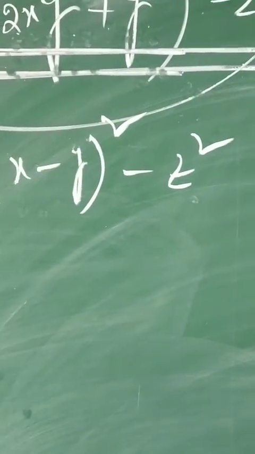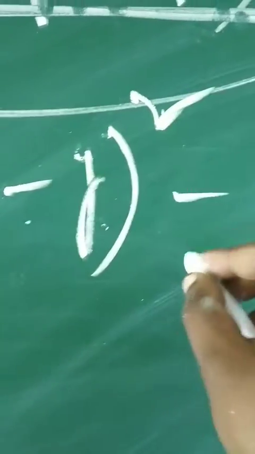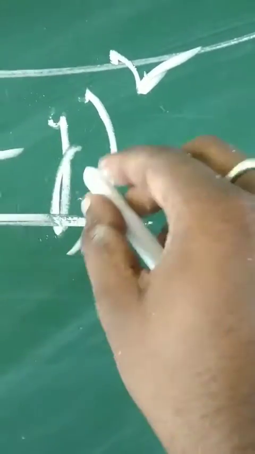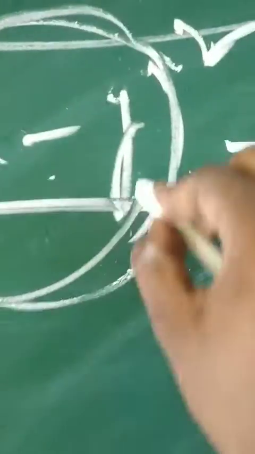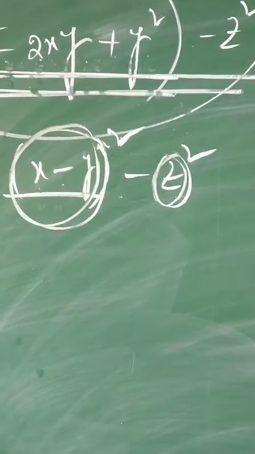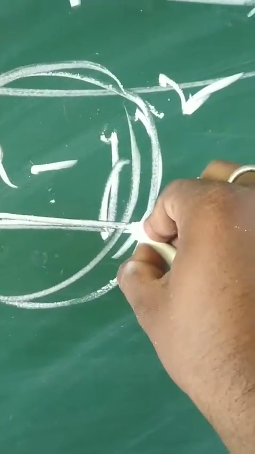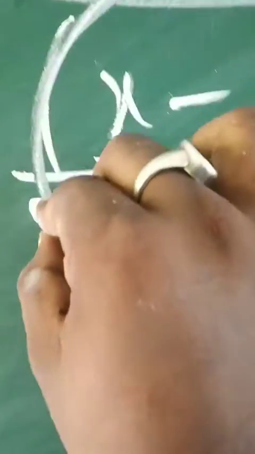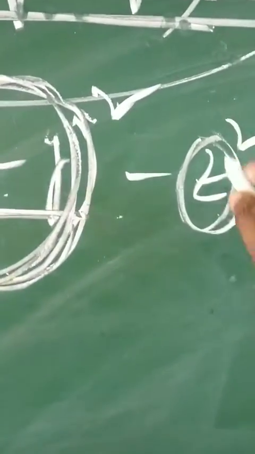Minus z square. So children, as it's x minus y whole square and minus z square, I'll consider x minus y as a and z will be considered as b. So if this is a square and this one is b square, I can apply one more identity, that is a square minus b square. So I'm going to apply the identity a square minus b square. Here it's x minus y whole square, no matter, I'll consider this entire portion as a and this one as b.